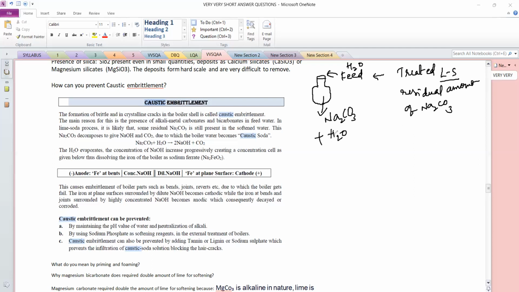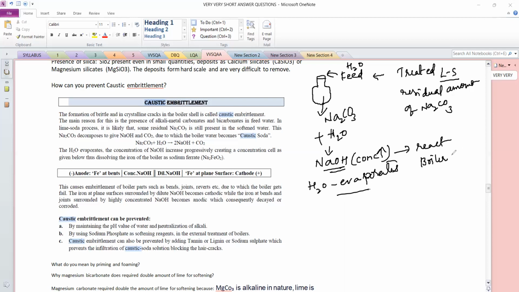This sodium carbonate present in the boiler water will react with the water inside the boiler and give rise to NaOH, sodium hydroxide. Slowly the concentration of NaOH increases as water evaporates, right? Because of this increase in sodium hydroxide concentration, it reacts with the boiler material. The boiler is made up of iron, so it gives rise to sodium ferrite, Na2FeO2.